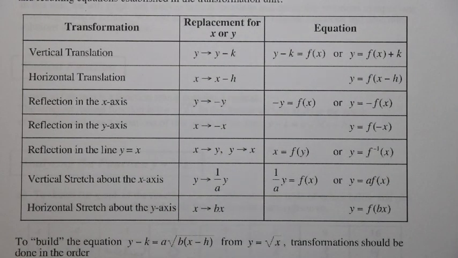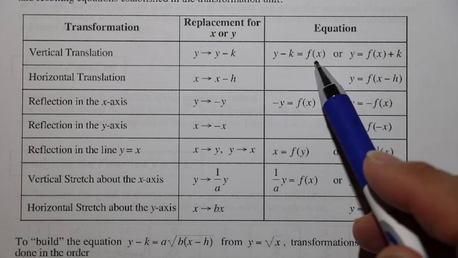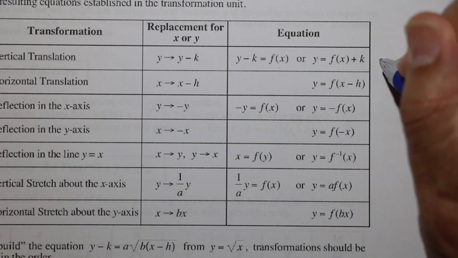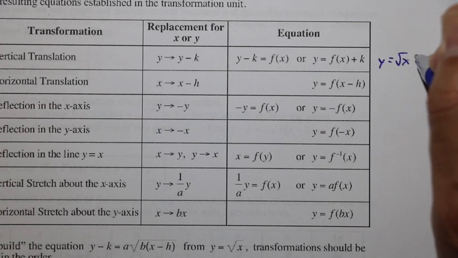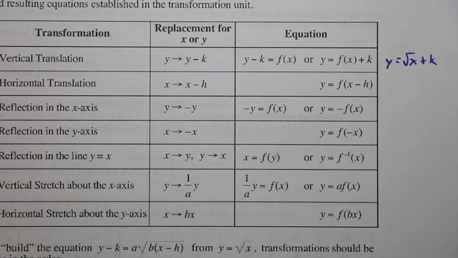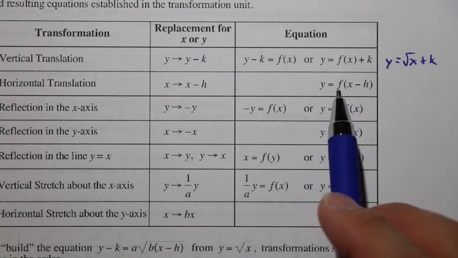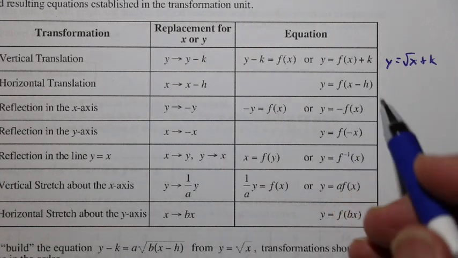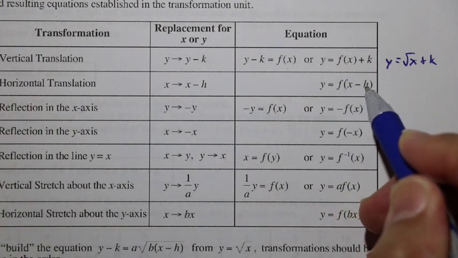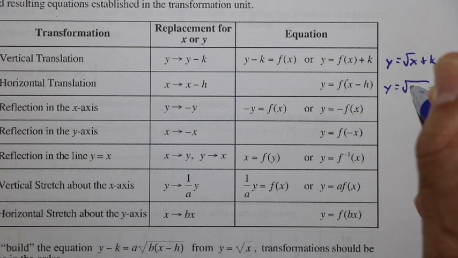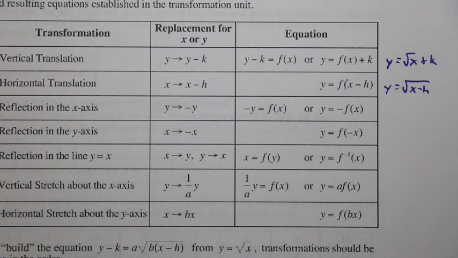Here we have a vertical translation where y is replaced with y minus k. And so the equation we'll get is y minus k is equal to f of x, or y equals f of x plus k. And here I'm going to write, in this particular case, it would be the square root of x plus k. Now horizontal translation will have x replaced with x minus h. And so we have y equals f of x minus h. What we mean here is that the bracket x minus h is the input. So here we have y is equal to the square root of x minus h in this case.